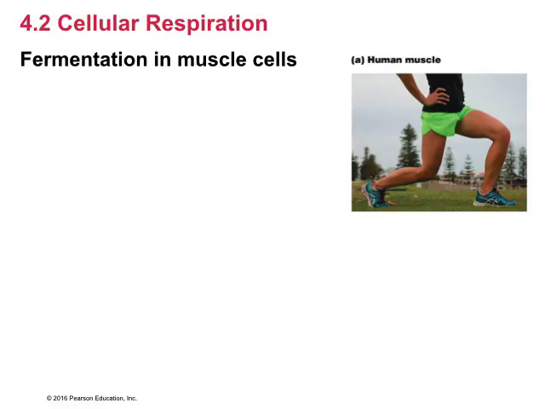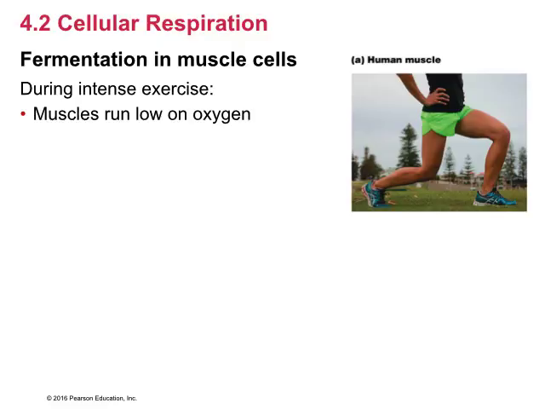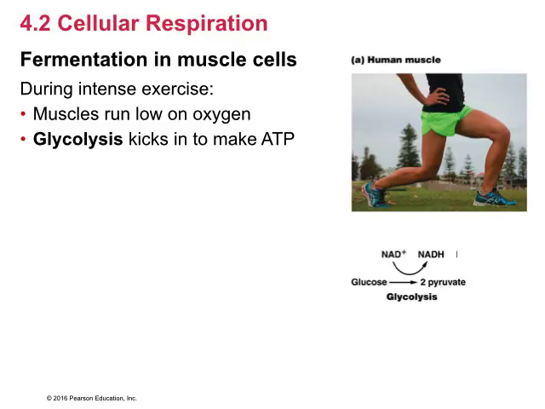So let's look at these two super quick. During intense exercise, muscles run low on oxygen, so they can't do aerobic cellular respiration. Then glycolysis kicks in to make ATP. Here on the bottom right, glucose is being broken down into 2 pyruvates, or 2 pyruvic acids, by glycolysis, and you're making 2 ATP that way. Remember, not a lot of ATP compared to aerobic cellular respiration, but it's some. And we also said that glycolysis makes some NADH as well.